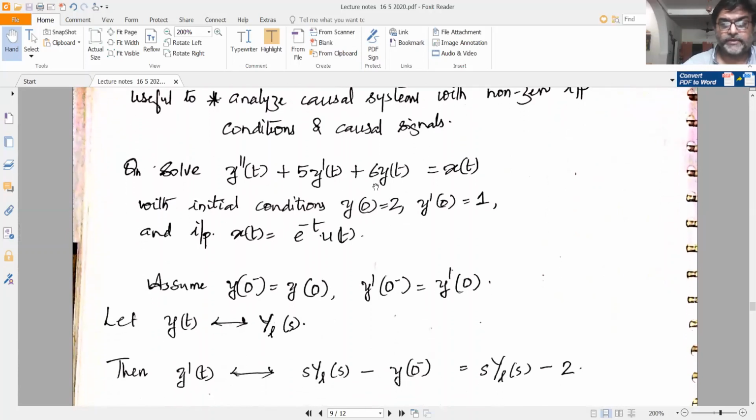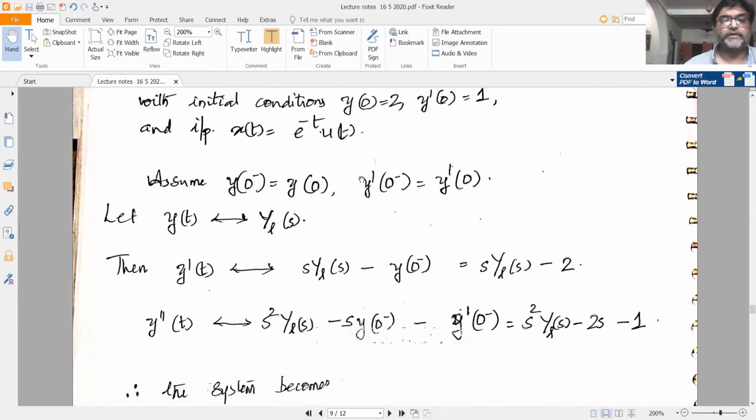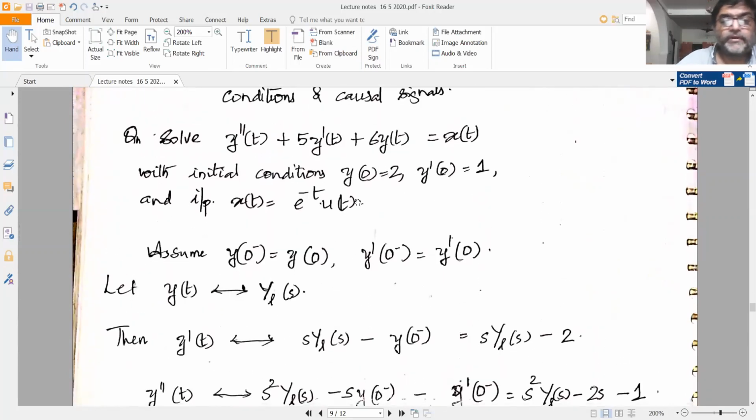So we'll start by applying the unilateral Laplace transform to this second order differential equation as follows. We'll solve y double dash of t plus 5y dash of t plus 6y of t is equal to x of t, with the initial conditions y0 equal to 2, y dash 0 is equal to 1, and the input x of t is equal to e raised to minus t into u of t. So you are given the initial conditions as y0 and y dash of 0.